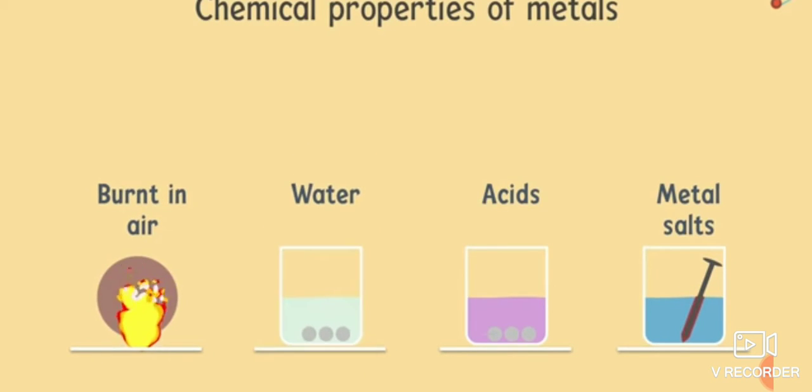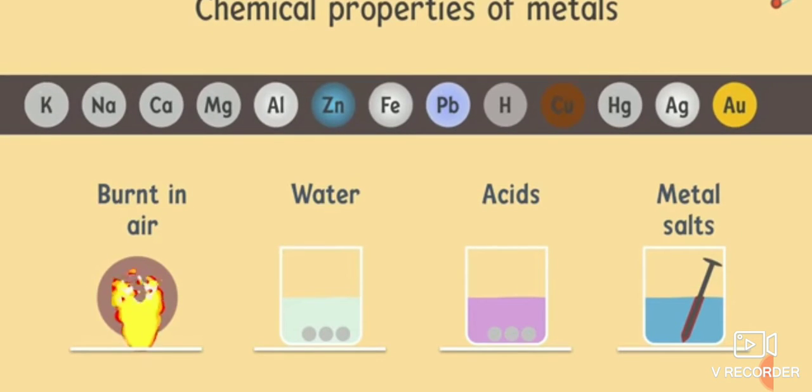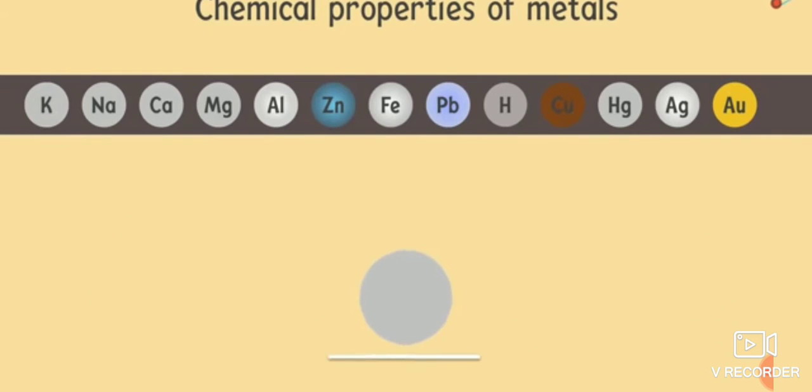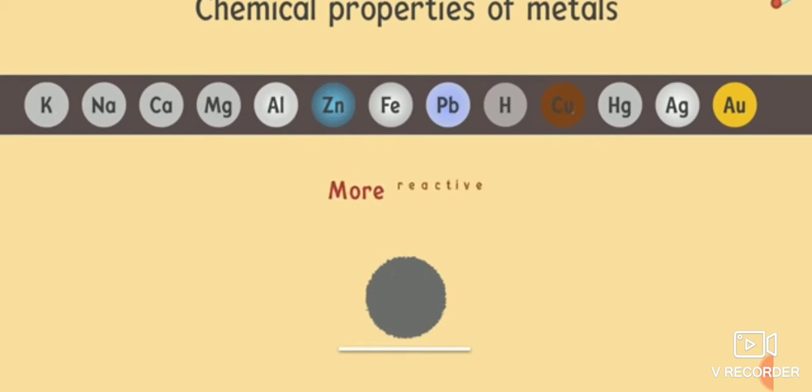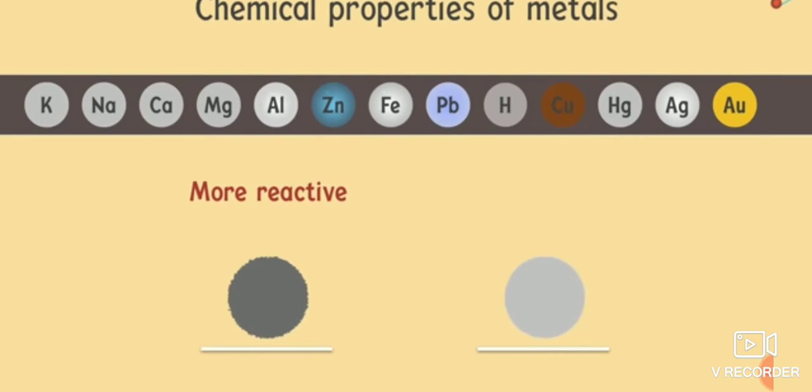Now, in all these four categories, there's just one simple thing we will do. We will look at how reactive the metals are. If the metals react easily, may it be with oxygen or air or anything else, we say that they are more reactive. When it's more difficult for them to react, we say that they are less reactive.